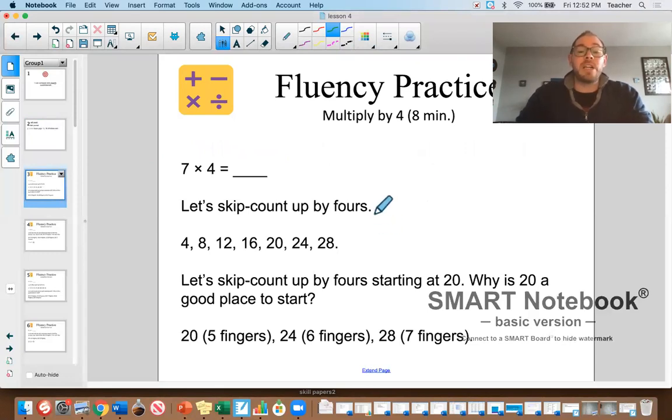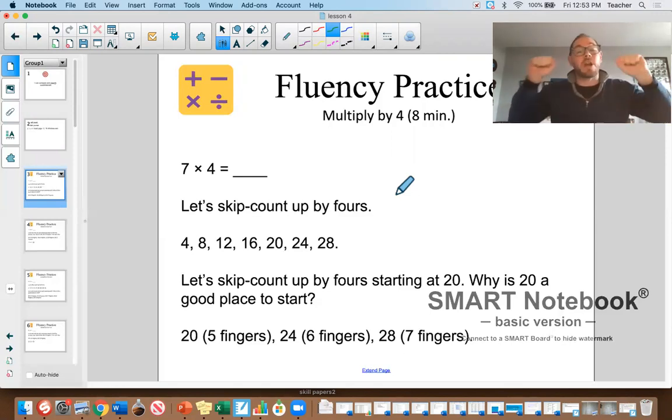The first thing we need to do is skip counting by 4s. If you need to, you can write your 4 times table down the side of your math journal page to make sure that you have them ready. You can pause the video, and when you're ready to start, you can push play again. If you are ready, we are going to start our skip counting.